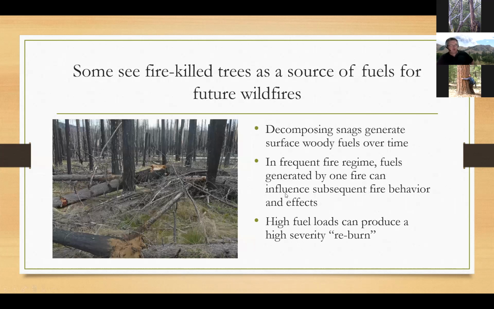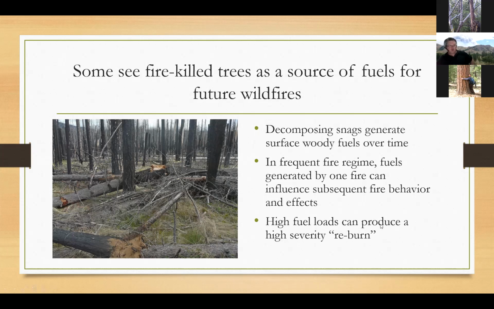Some see fire-killed trees as a source of fuels for future wildfires. These decomposing snags are going to fall down and generate surface woody fuels over time. In a frequent fire regime where we expect fire return intervals to be, say, 30 years or less, the fuels generated by one fire, particularly a high severity fire, can definitely influence subsequent fire behavior and effects. It's just going to change the amount of fuel on the ground, and even if it doesn't change the rate of spread, if it changes the residence time and the amount of soil heating, the length of time that heat is produced, then we can get tree mortality as well.